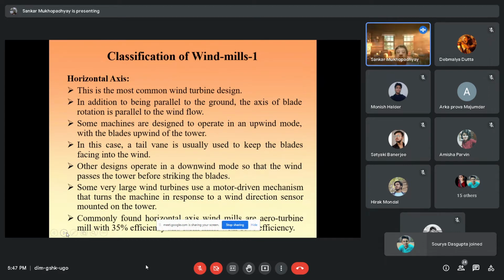So that means one is upwind mode and the other is downwind mode. In upwind mode, when the wind moves, it tries to move the blades up, and in downwind mode, when the wind moves, it pushes the blades down. The other design moves in a downwind mode, so that the wind passes the tower before striking the blades.